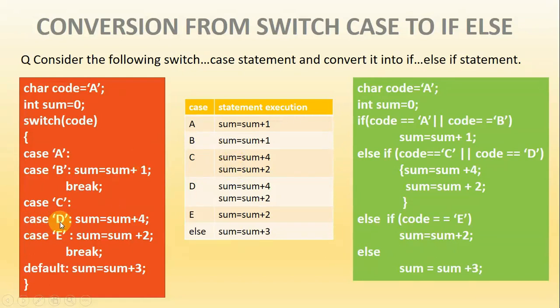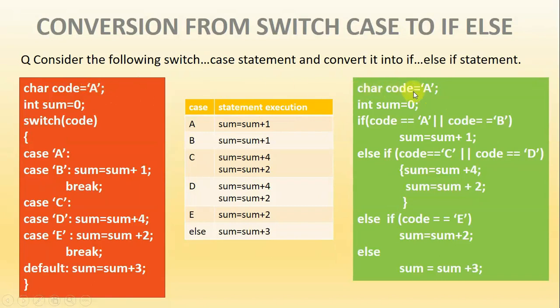Now for case D also, again you can see sum is equal to sum plus 4 will be executed, and as there is no break after it, the next statement sum equal to sum plus 2 will also execute. So for case D, we have two statements, sum equal to sum plus 4 and sum equal to sum plus 2. And for the default, for any other case, if these cases are not true, we are adding 3: else sum is equal to sum plus 3. So now it is very clear, let us convert it into if else.